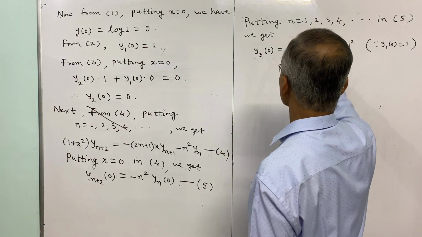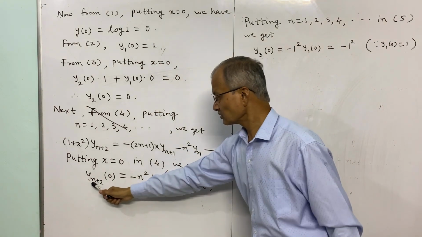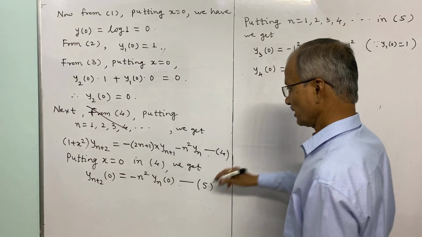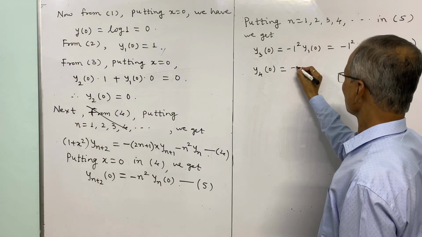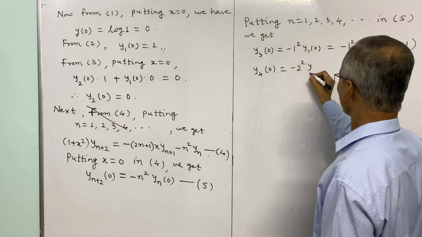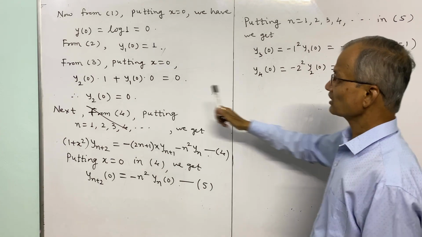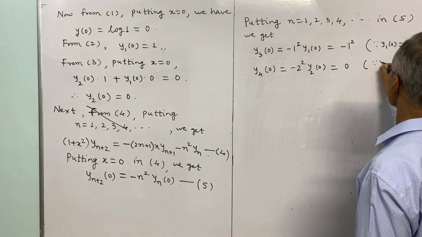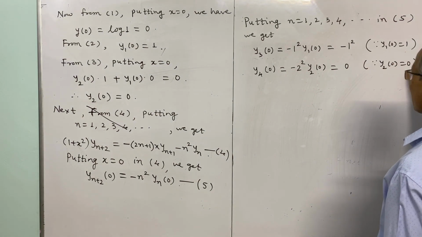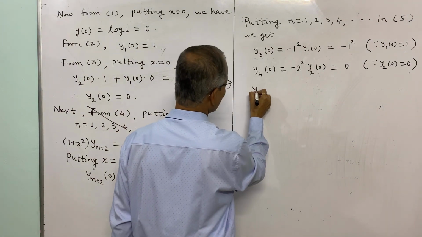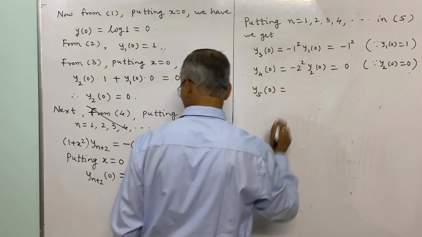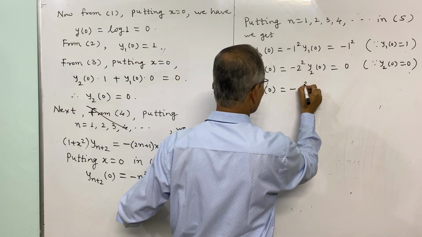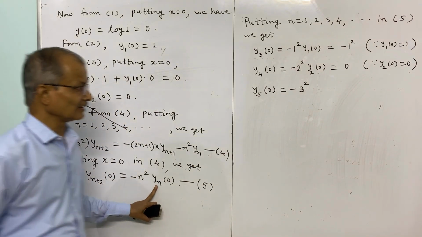And now n is equal to 2. So 2 plus 2 is 4. Successively we have put these values. y4 at 0, that is minus n is 2, 2 square, and n is 2, y2 at 0. But you see, what is y2 at 0? It is 0. So therefore this is 0, since y2 at 0 is 0. And now put n is equal to 3. This is y5 at 0. n is 3, y5 at 0, that is minus 3 square, y3 at 0.